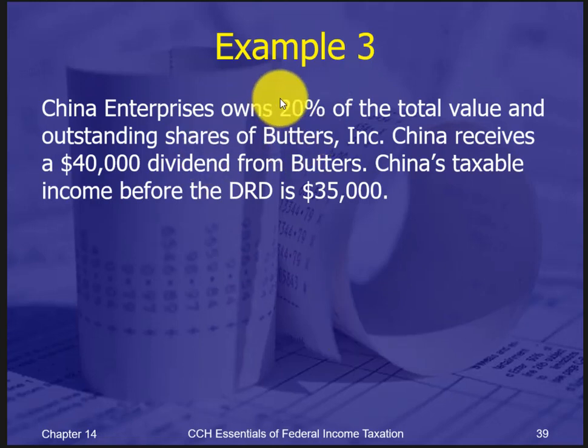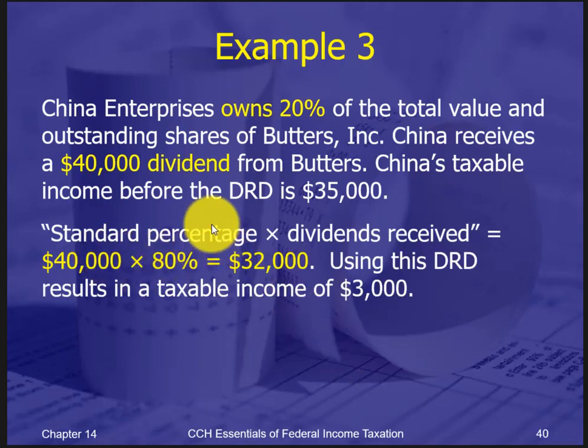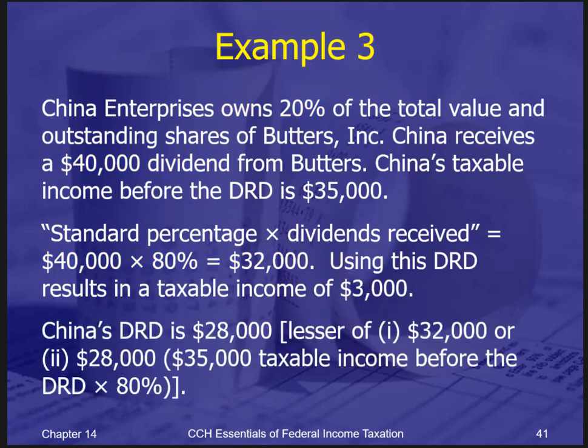20%, okay, all right, so standard percentage, 20% is into the 80% level. 40,000 times 80% is 32,000. We subtract that from 35,000. That does not result in a loss. So we have to do the next step and compare it. We take the lesser, the taxable income times 80%.